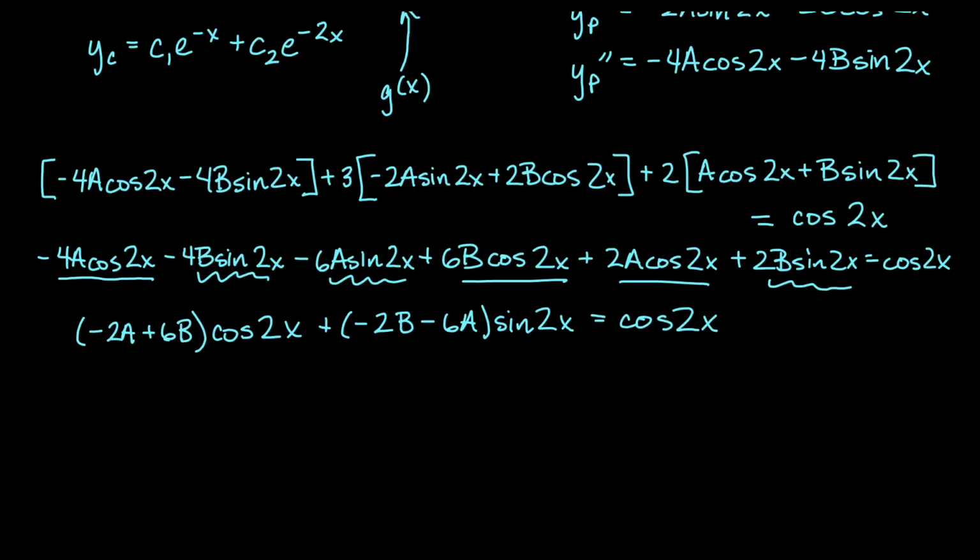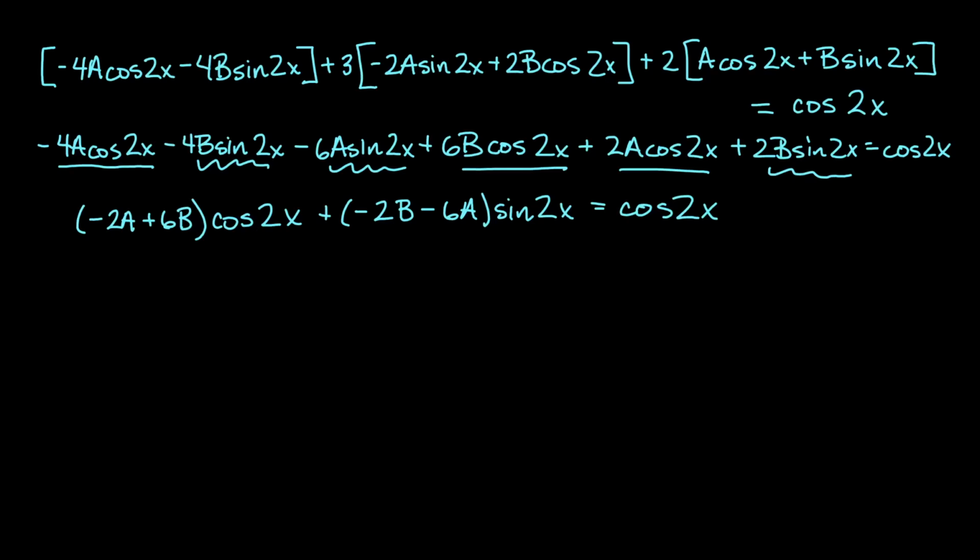And now we'll give ourselves some room, and we just want to compare both sides, right? So over here, what do I have? Well, I have this many cosine 2x's. How many do I have over here? I really just have 1, right? So that tells me negative 2a plus 6b is equal to 1.